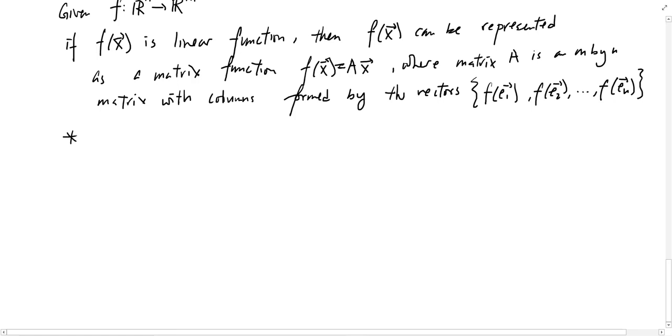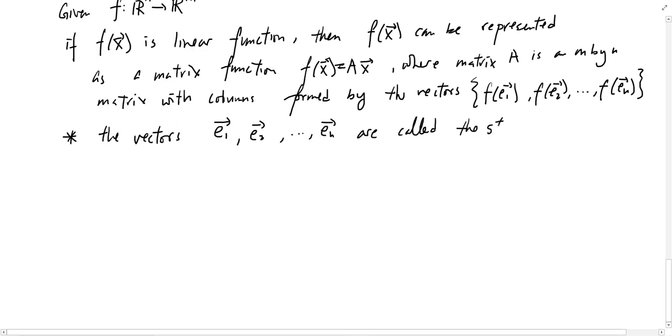So what are the vectors e1, e2 to en? The vectors e1, e2, dot dot dot, to en are collectively called the standard basis.